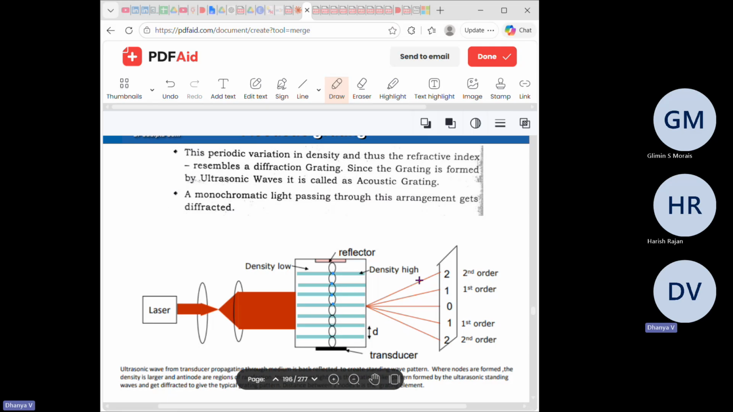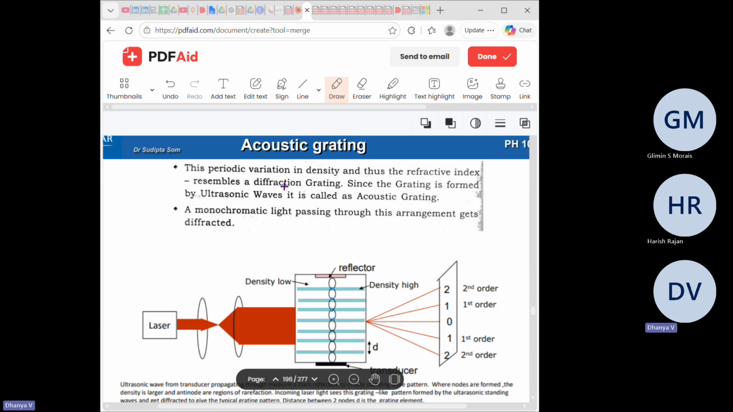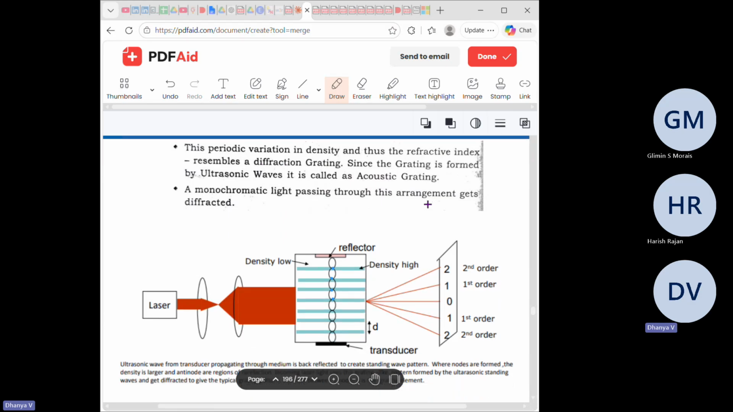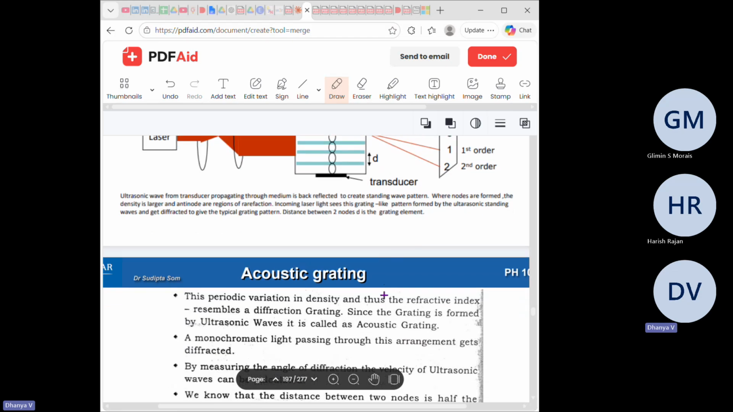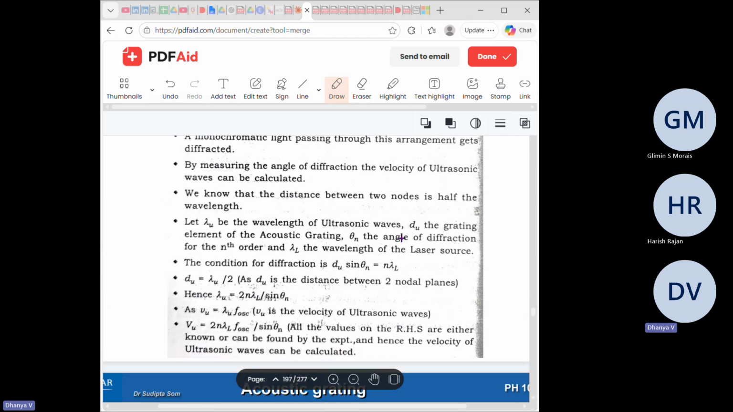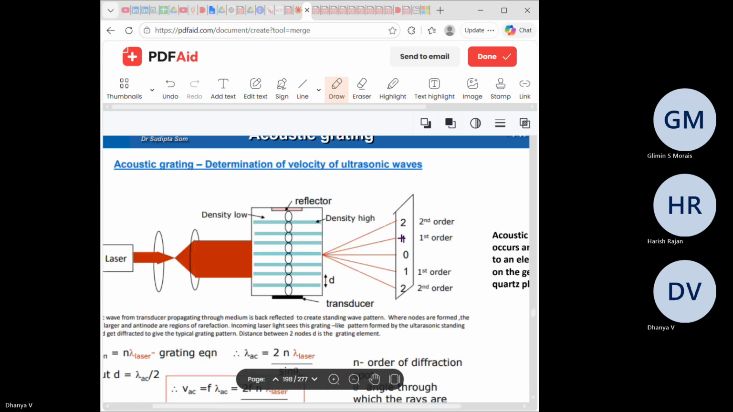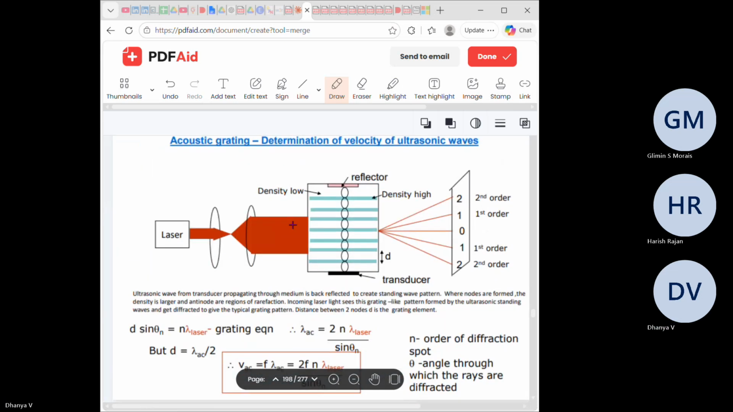So with this, you see diffraction of zeroth order, first order, second order, all of that, and hence it is called your acoustic grating. So your monochromatic light, your laser, when it passes through, it gets diffracted. So this is what your acoustic grating is. Be thorough with your diagrams and all of this. Here you will definitely be interested. Okay, here it's given properly.